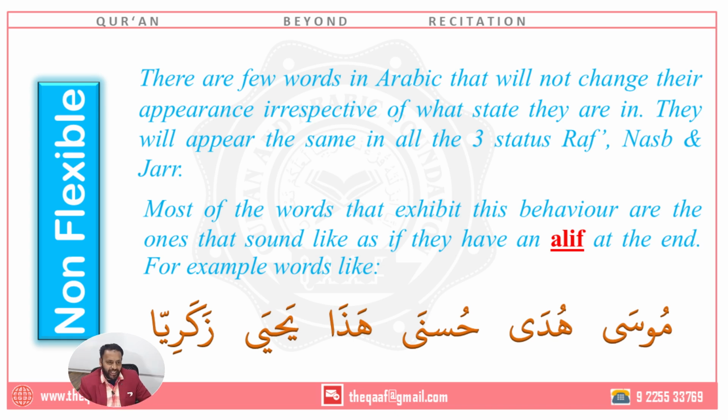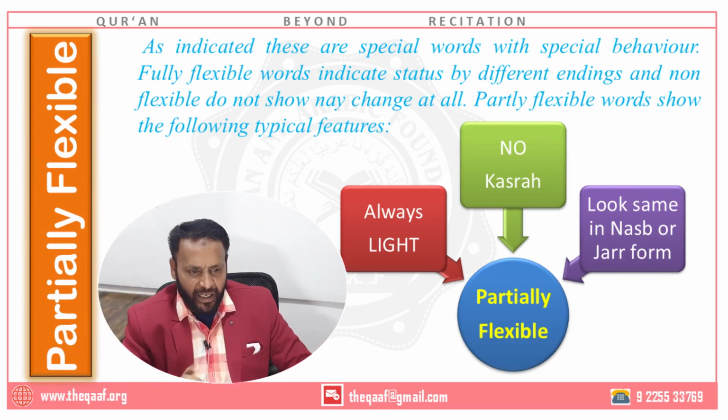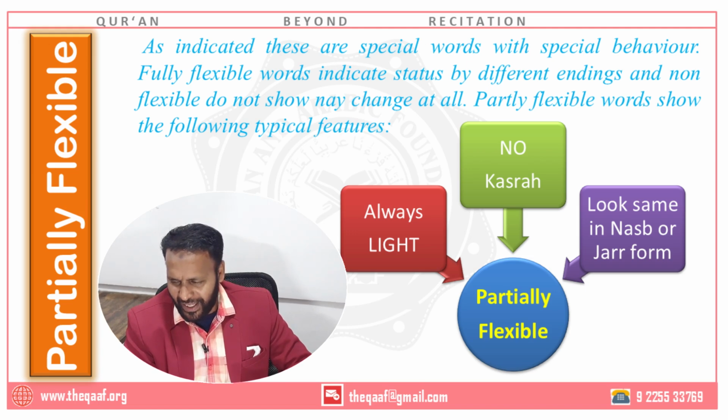Okay. Now let's take a look at the third type, the partially flexible word, which is the most important of all these three, because you will come across this more frequently. Partially flexible word. As I told you, these words have two things. They are always light. They don't take tanween. Does that raise any flag when I say they are always light? Does that bring something? Does that demand a comment?